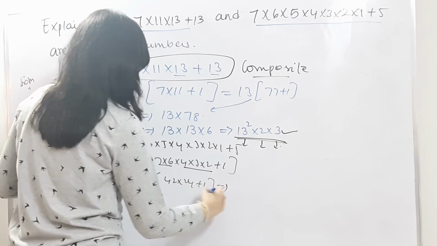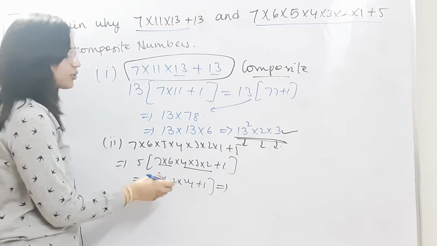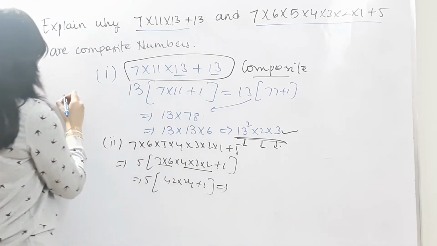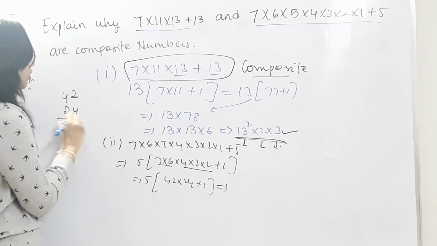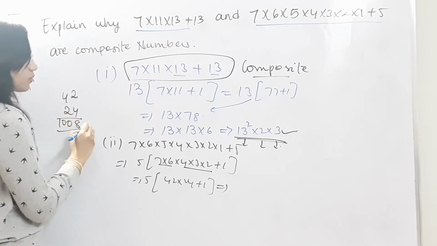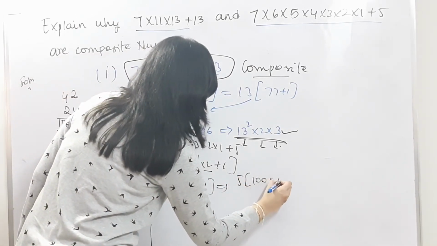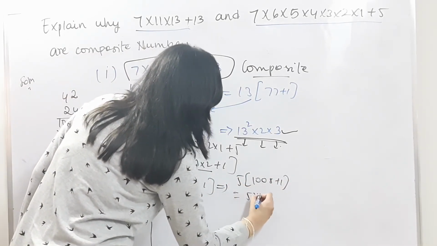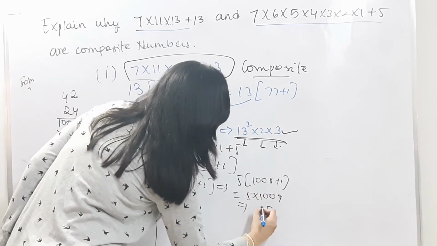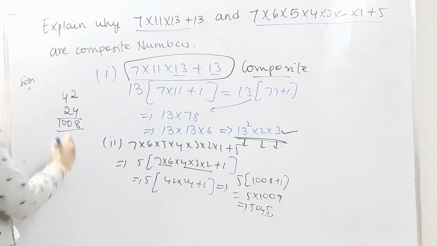So even if you multiply and add, here we are getting 5 into some number. Here itself the number is a composite number. But for the purpose of this problem, let's multiply. What is 42 times 24? It is 1008. So you get 5 into 1008 plus 1. That is 5 into 1009. You get this as 5045. So how did I multiply this quickly?